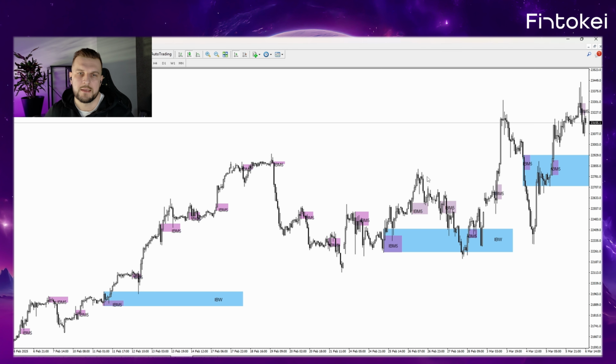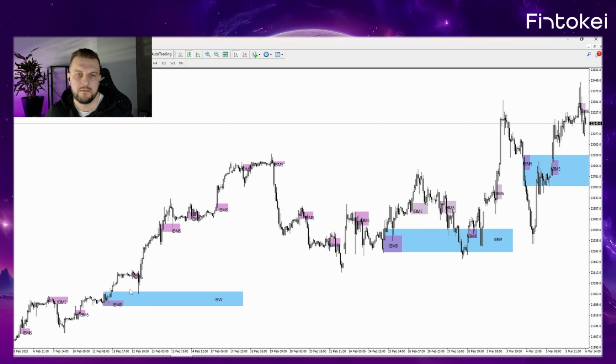The weekly initial balance provides a broader picture. It acts as a directional filter that favors one side for several days until the new weekly initial balance is formed. The 5-minute initial balance shows us intraday structure.